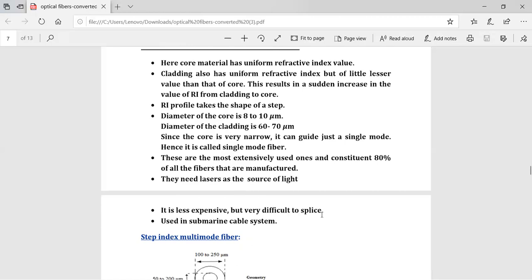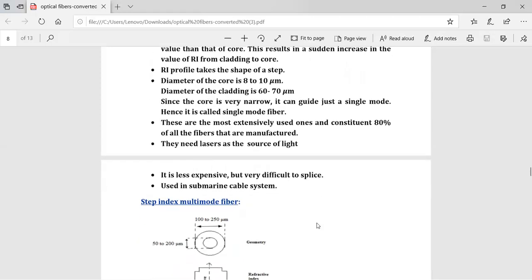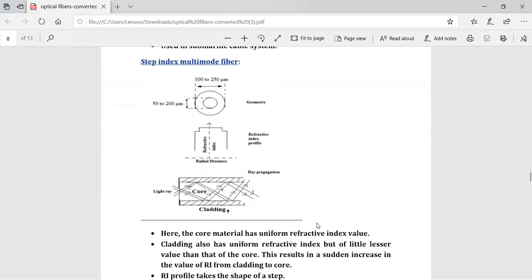So what do you mean by splicing? Splicing means connecting the strands of one optical fiber to the strands of other optical fiber. For that, there exist optic connectors. Those optic connectors are highly costly. So therefore, it is very difficult to splice. So let us go to the second type of optical fiber, that is step index multimode fiber.